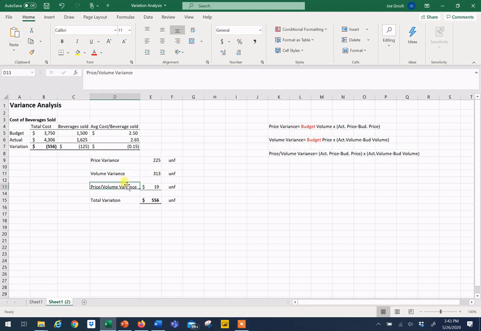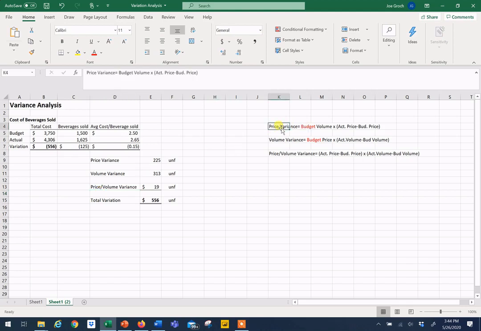And then finally, we have the price volume variance, and you can see the equation for that over here. It's my actual minus my budgeted price, the difference of those two, times the difference between my actual volume and budgeted volume. Again, you can see those being highlighted here. The price volume variation exists because there is an association between the amount of items that I sell and what I sell them for, and there's an overlap of units and dollars that has to be accounted for.